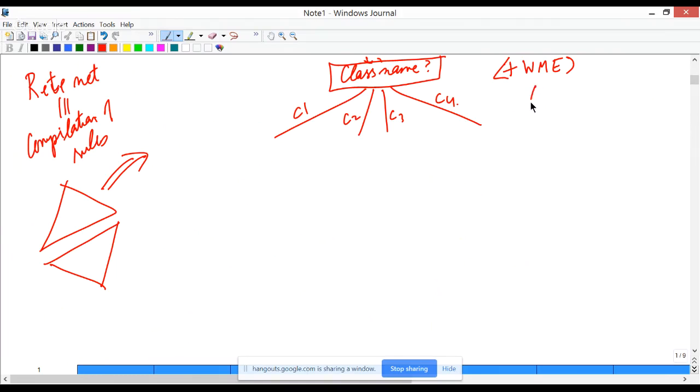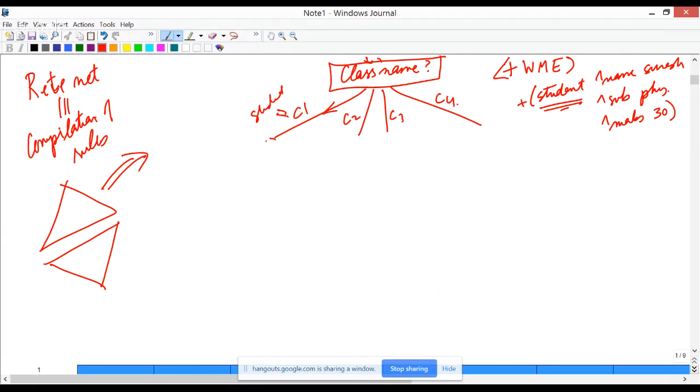So for example, the token may be student, name, let's say Suresh, subject, let's say physics, marks, let's say 30. So this could be a token. So first it looks at the class name and sends it down one. So let's say C1 is equal to student. So the token has come here.